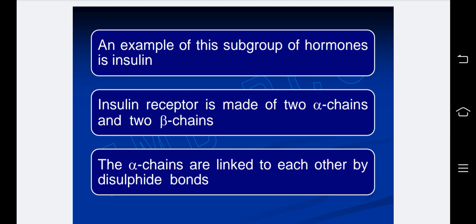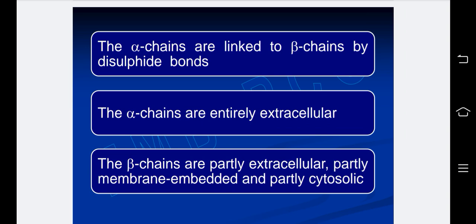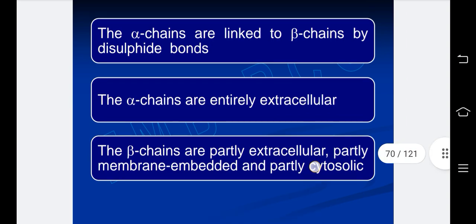Insulin receptor is made of 2 alpha chains and 2 beta chains. The alpha chains are linked to each other by disulfide bonds. The alpha chains are linked to beta chains by disulfide bonds. The alpha chains are entirely extracellular. The beta chains are partly extracellular, partly membrane embedded and partly cytosolic.